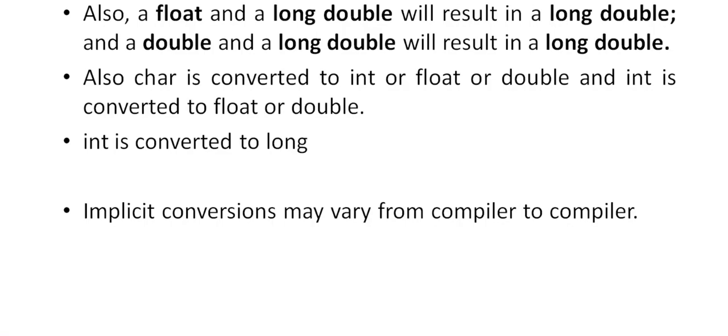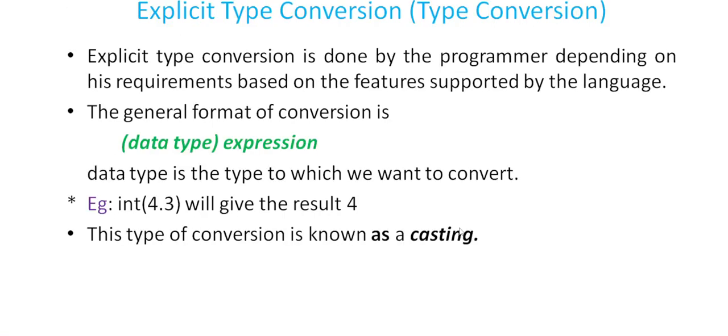So in the case of implicit type conversion, generally an integer is converted to float, and float is converted to long double or double, because float may occupy less space when compared to long double or double. Char is converted to int or float. If operands are of the same type, no issue. Implicit conversions may vary from compiler to compiler.